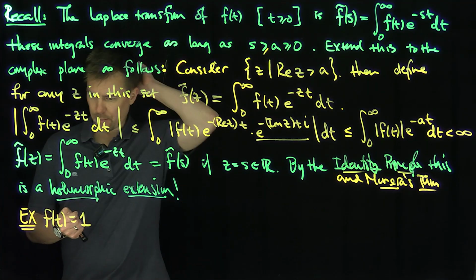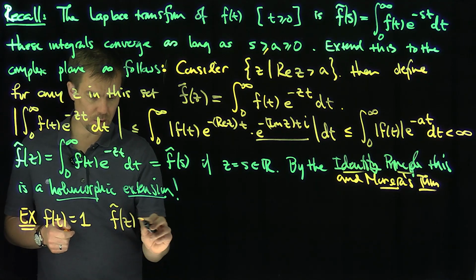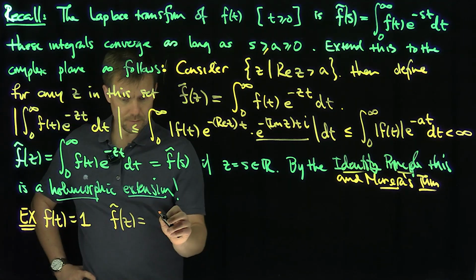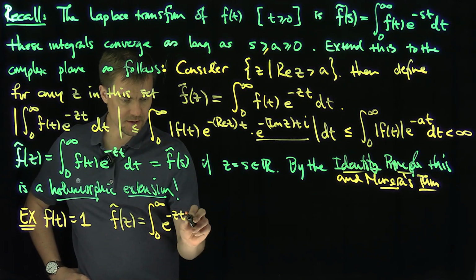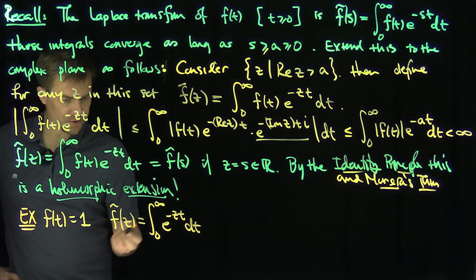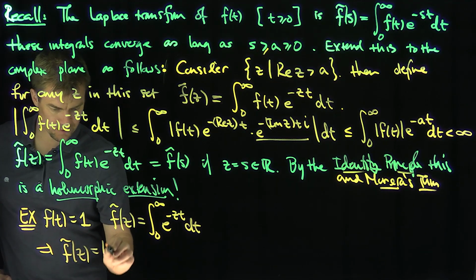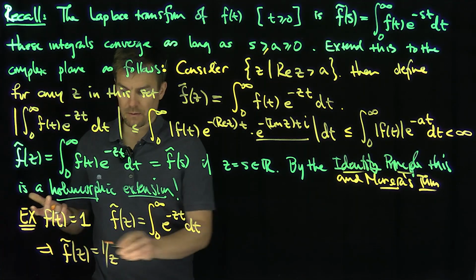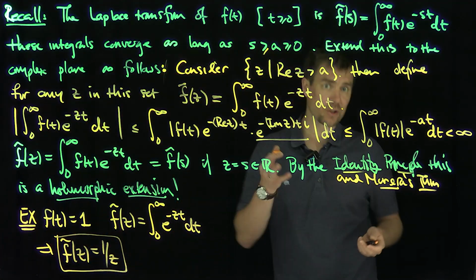Then what will my complex Laplace transform be? My complex Laplace transform, f tilde of z, is going to be the integral from 0 to infinity of e to the negative z t dt. And that's going to give me what? Well, just integrate and get 1 over z. So this implies that f tilde of z is equal to 1 over z. That makes perfect sense with what we know about the Laplace transform of 1. We know the Laplace transform of 1 is 1 over s.